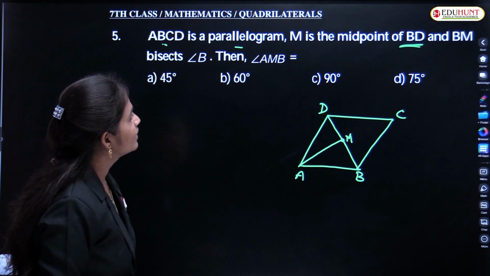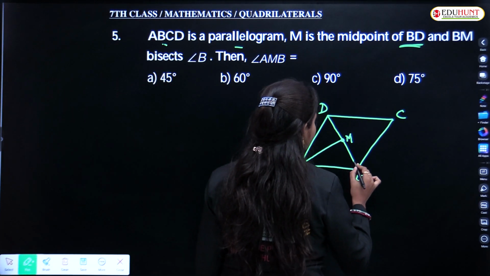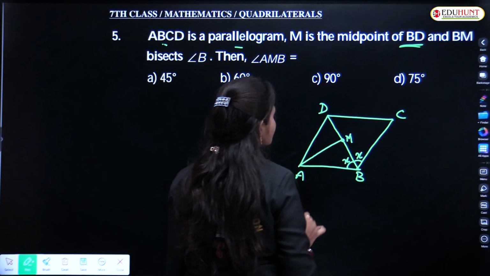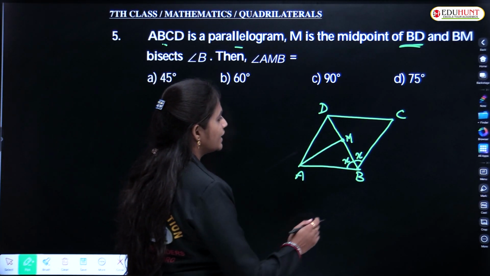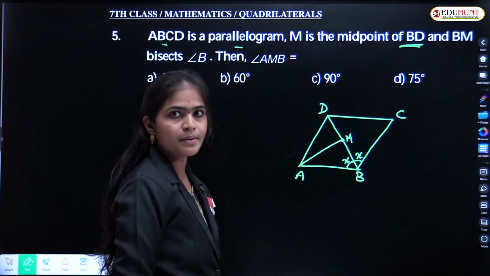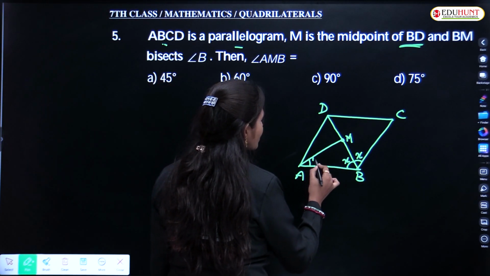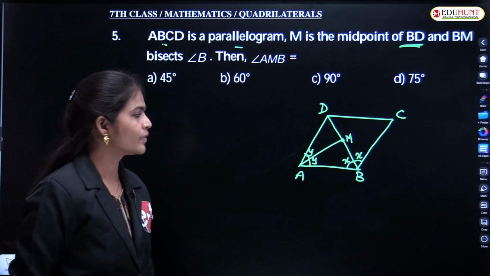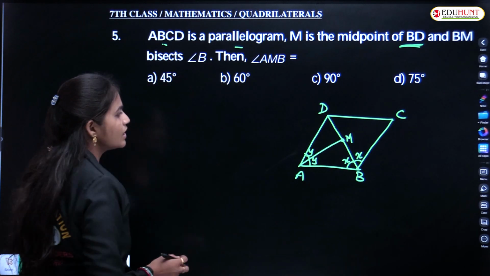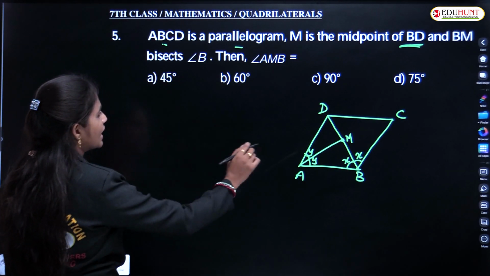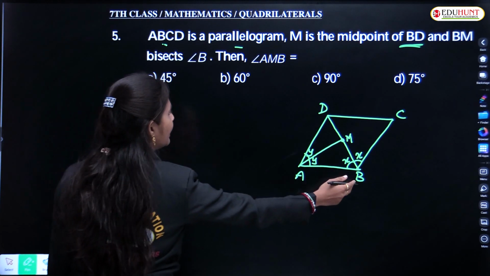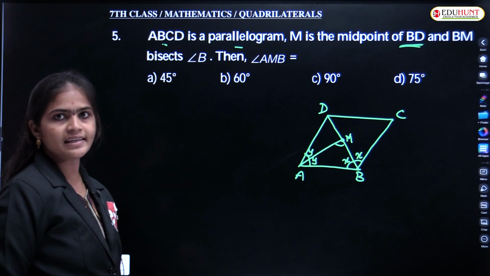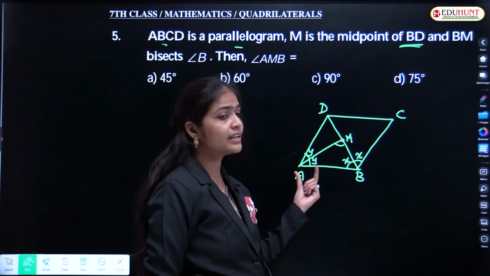Now what are they saying? BM bisects angle B. BM bisects angle B means here this is x and this is also x. Okay. So children, here BM is the bisector, no? As well, we can take that AM is also a bisector, so here also we can take two equal angles at A. Okay. Now here we know the condition, already this type of question we discussed in the previous. So like that only in triangle ABM, y plus x plus angle at M is equal to 180 degrees. So before going to discuss that, we need to find out the value of x and y.